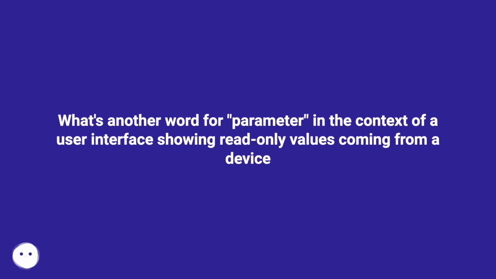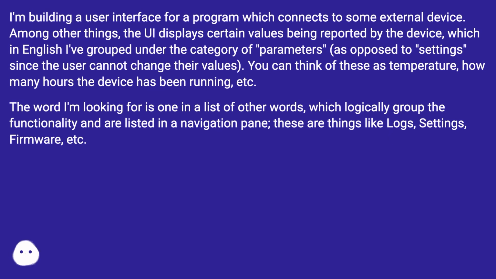What's another word for parameter in the context of a user interface showing read-only values coming from a device? I'm building a user interface for a program which connects to some external device. Among other things, the UI displays certain values being reported by the device, which in English I've grouped under the category of parameters, as opposed to settings since the user cannot change their values. You can think of these as temperature, how many hours the device has been running, etc.